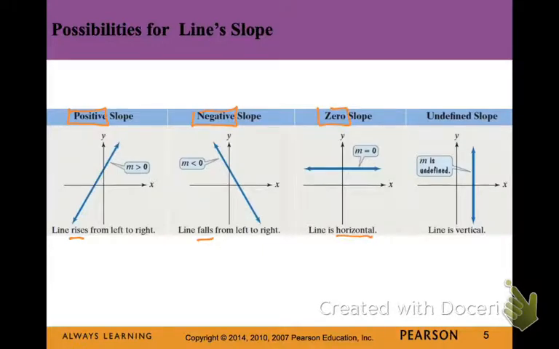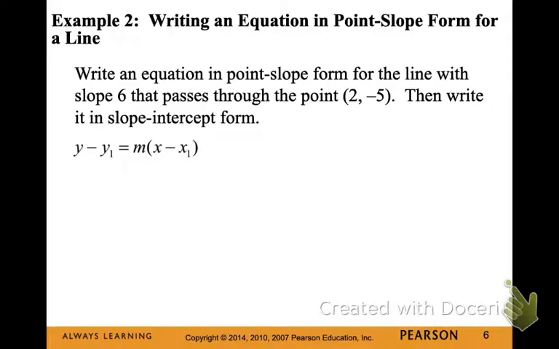If you're looking at a vertical line, we say that the slope of this line is undefined. So notice a horizontal line has a 0 slope. A vertical line has an undefined slope. Those are two distinct characteristics. Let's look at example 2 by writing an equation in point-slope form.